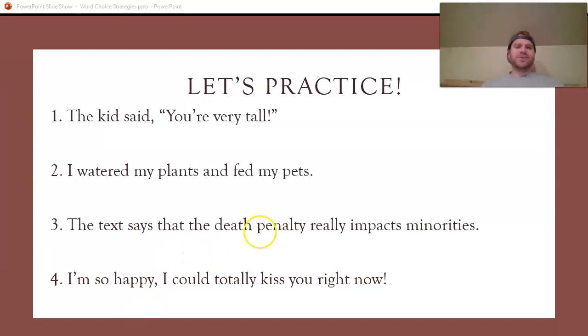I'm so happy I could totally kiss you right now. So, two problem words again. We've got happy, not a fantastic adjective. And I have totally. We'll talk about totally in a second. First of all, happy has so many strong adjectives or strong synonyms we could use. Elated, overjoyed. I like overjoyed. I'm so overjoyed I could totally, right?